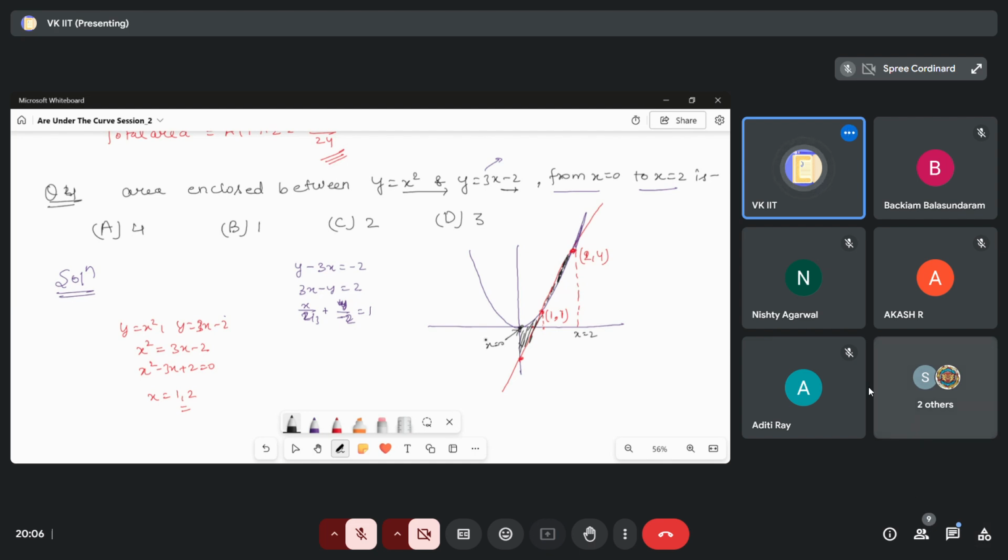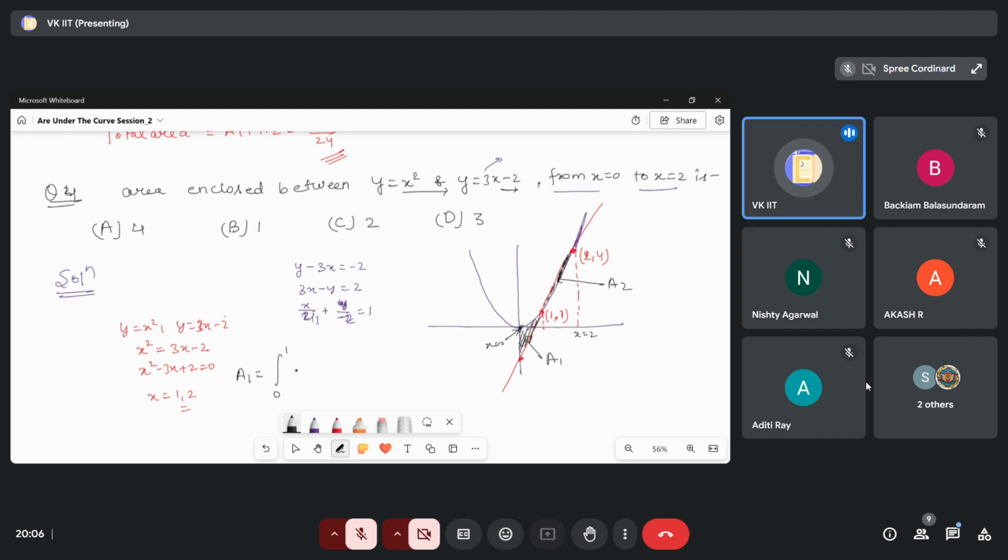Are you getting it? So there are again two regions here. Let's say this is A1 and this is A2. In this case, you can consider a horizontal or vertical strip, whatever you require, but it will be easier if you consider a vertical strip again. So for A1, consider from 0 to 1.